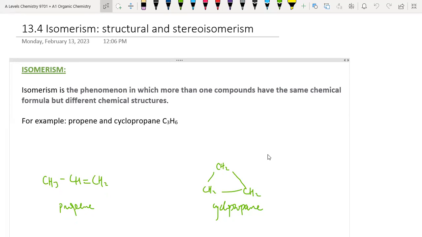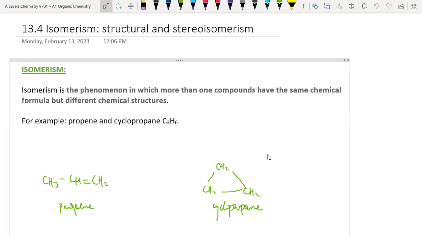Chemistry. Today we are going to discuss isomerism. Here, according to our syllabus, we will discuss the two basic types of isomerism, that is structural isomerism and stereoisomerism.